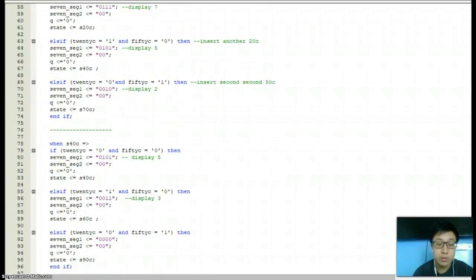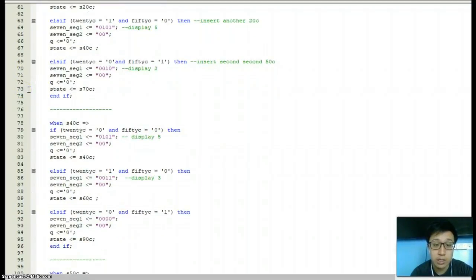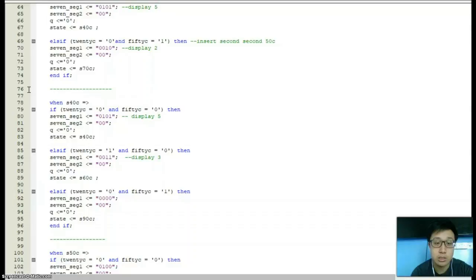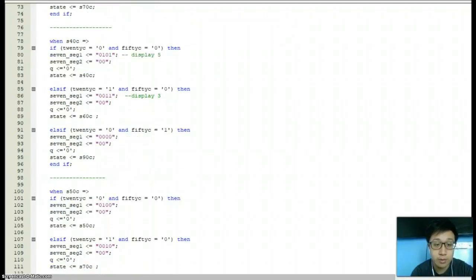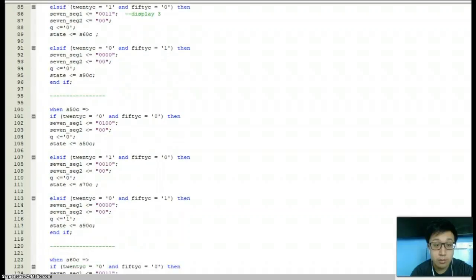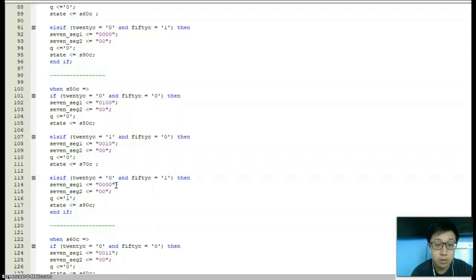So when 40 cents is inserted first, the display will show 50 cents, because 90 cents minus 40 cents equals 50 cents. And then after that, another 20 cents is put in, it will show 30 cents. And so on and so forth. My teammate Samuel will continue from here.